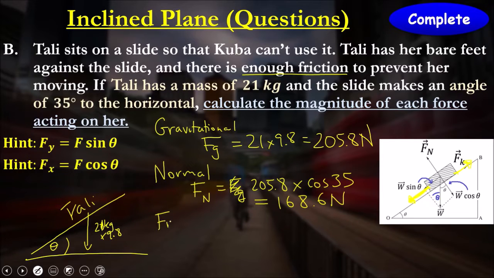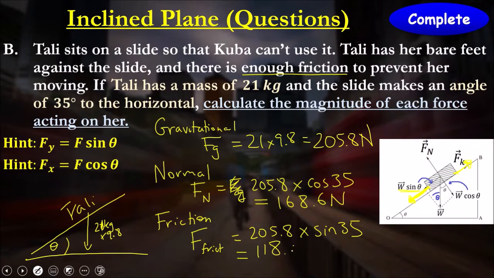So friction, in this case, is the sine component of the weight force. So we can call it friction. It's just the sine component of our weight force. And that's 118.0 newtons.